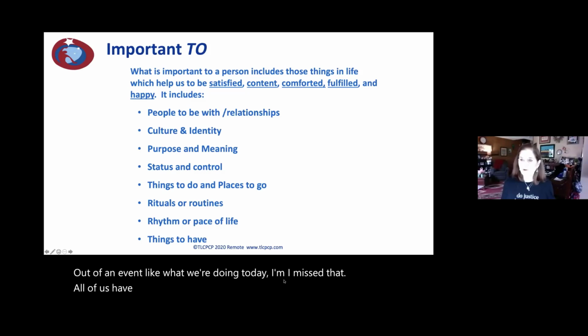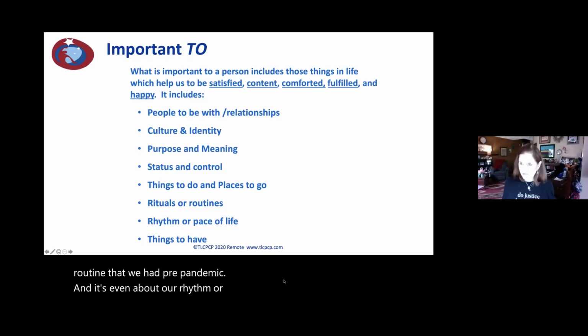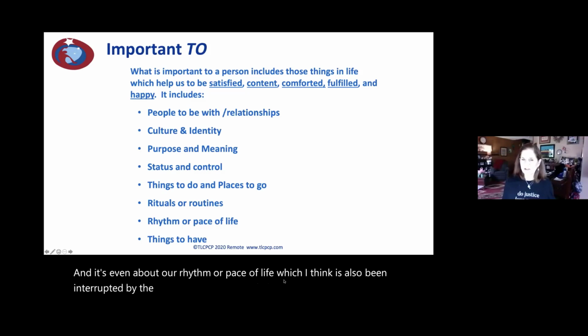We've lost some of our rituals and routines. Many of us are working from home, which is not the ritual or routine that we had pre-pandemic. And it's even about our rhythm or pace of life, which I think has also been interrupted by the pandemic. So I think all of us can kind of relate to this.